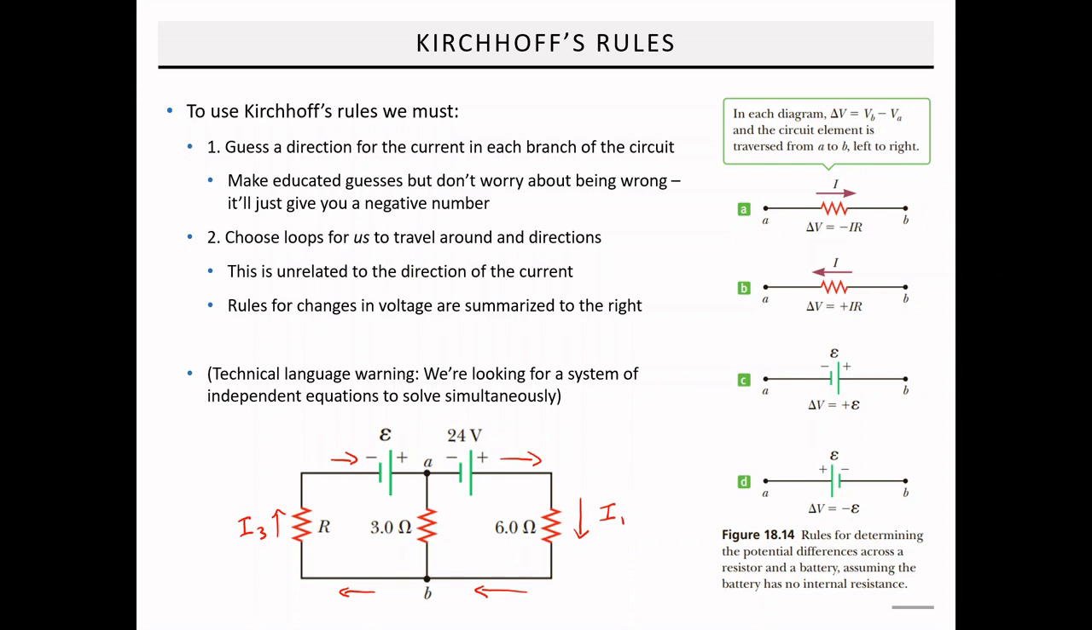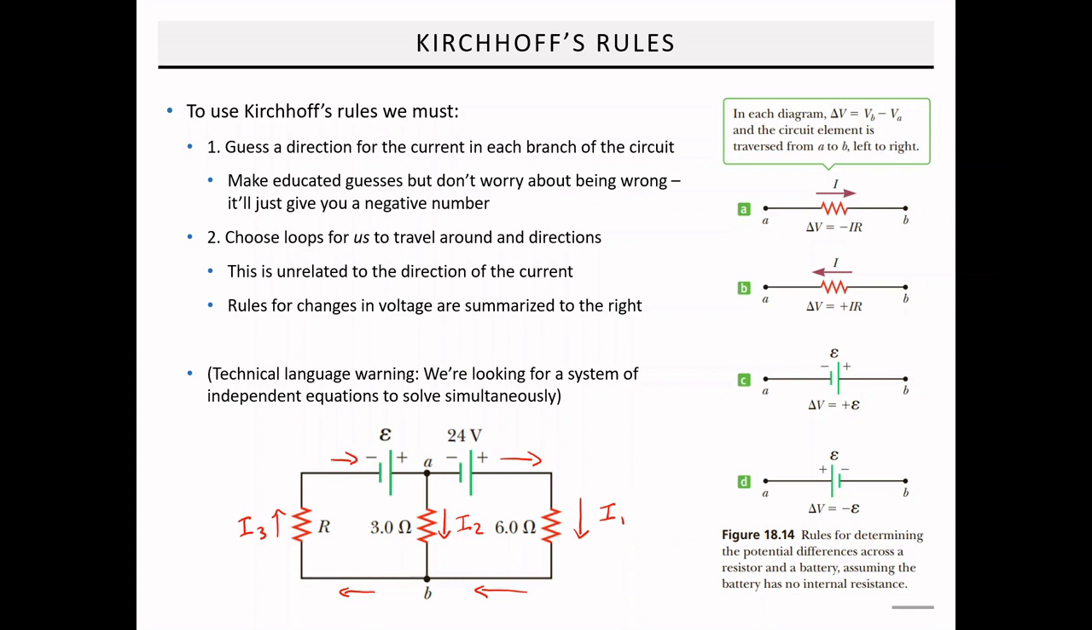The middle branch is less obvious because we have two competing currents. You have the 24-volt battery trying to drive current upward, and the epsilon battery trying to drive current downward. So it's not necessarily obvious whether the current is going up or down in that middle branch. Just to make a guess, we'll say it's going down, and we'll label this current as I2.